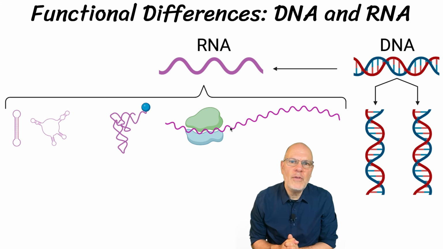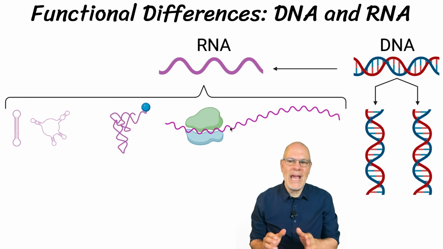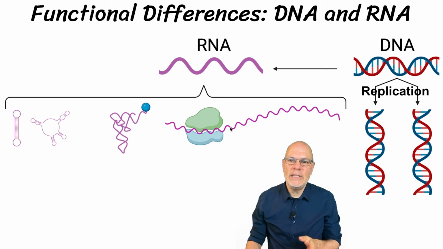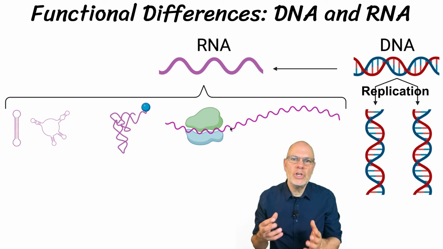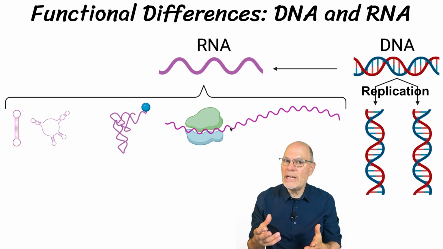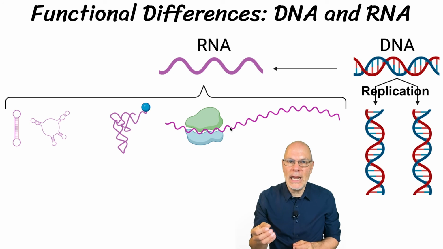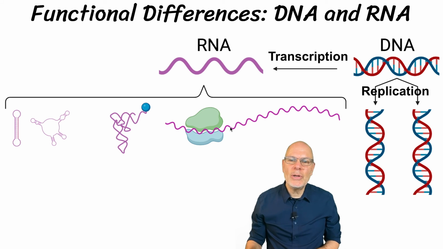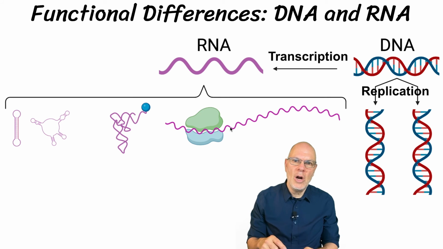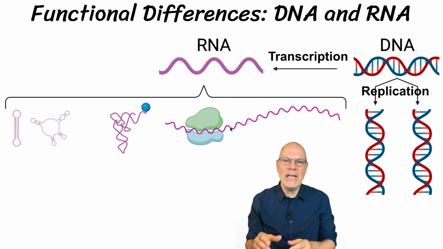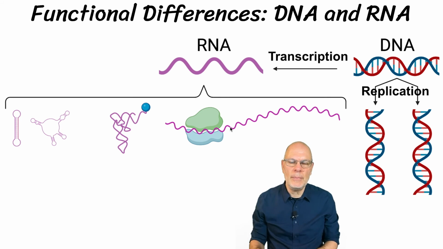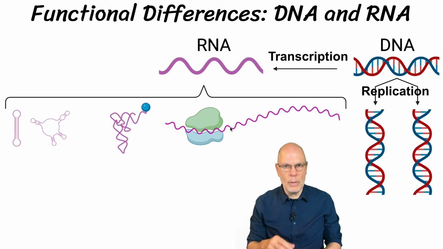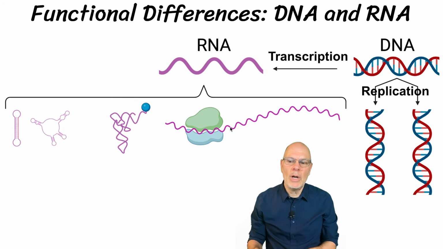Now, let's talk about some functional differences between DNA and RNA. As I've said, DNA is a relatively limited molecule. DNA stores genetic information, and that's all that it does. So DNA gets replicated during processes like mitosis and meiosis, and DNA also gets transcribed into RNA. But that's what happens to DNA, replication and transcription. RNA goes into the cytoplasm, curls up into complex forms sometimes, and can do many more complicated things.